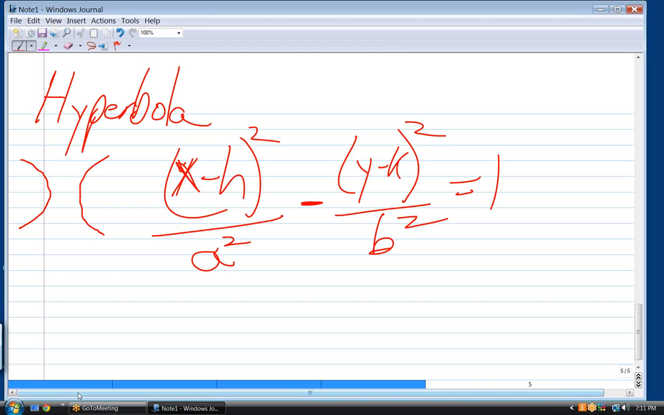What would a vertical hyperbola be? And notice the horizontal hyperbola, this distance is a. In other words, a is measured on the axis of symmetry, the line that goes through the two vertexes.